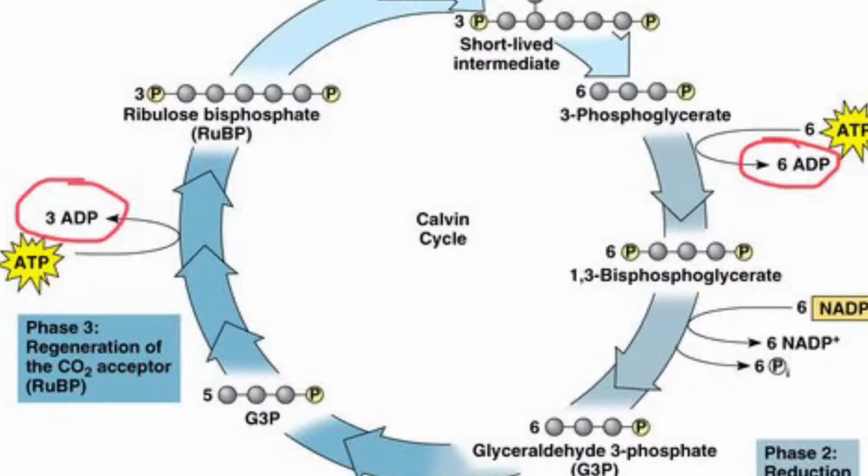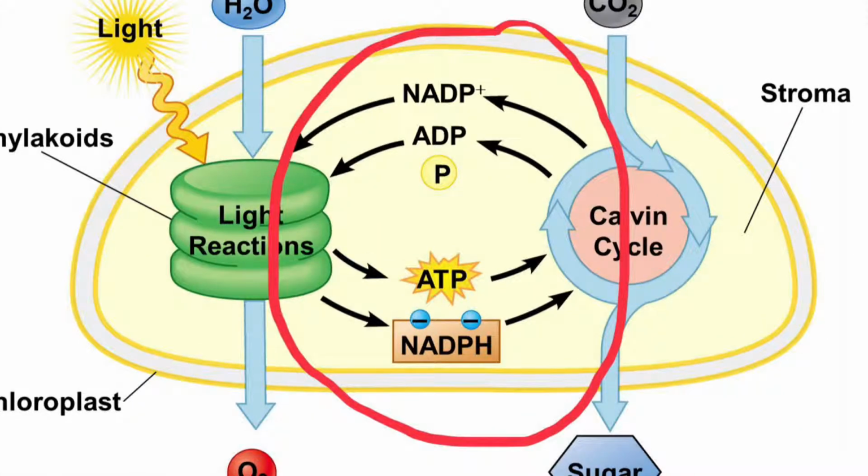NADP+, and ADP. In conclusion, the products of the light reaction will become the reactants used to regenerate the dark reaction.